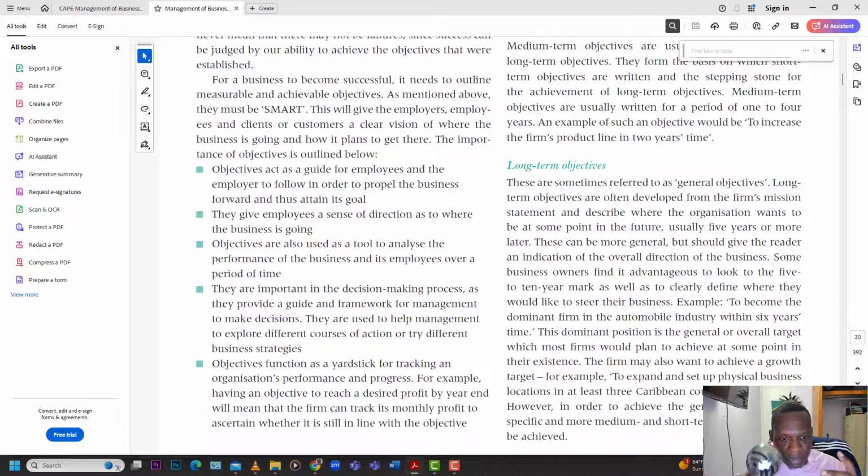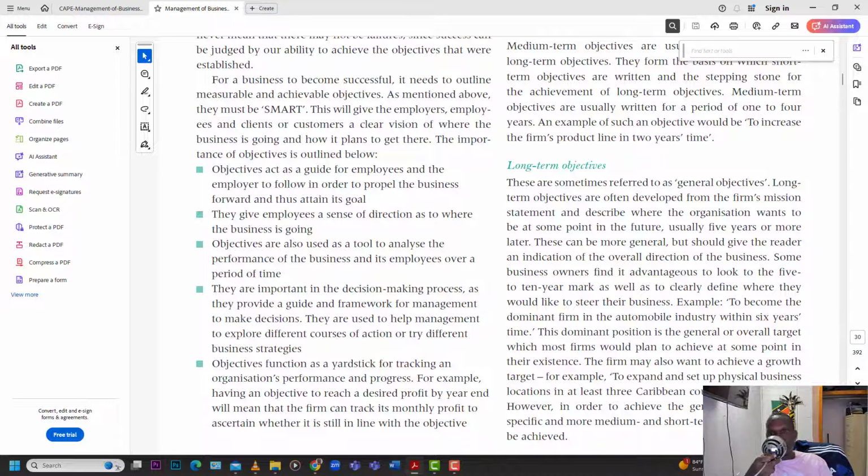Then they are important in the decision-making process as they provide a guide and framework for management to make decisions. They are used to help management to explore different courses of action or to try different business strategies. So you can use objectives to say, okay, we can hit 1, 2, 3, but then let's see what happens. And if that doesn't happen, we can say, okay, let's come back and try again. Let's try a different one, because whatever issues made us unable to hit these objectives, we have to now retool and come again. So it can help with the decision-making process.